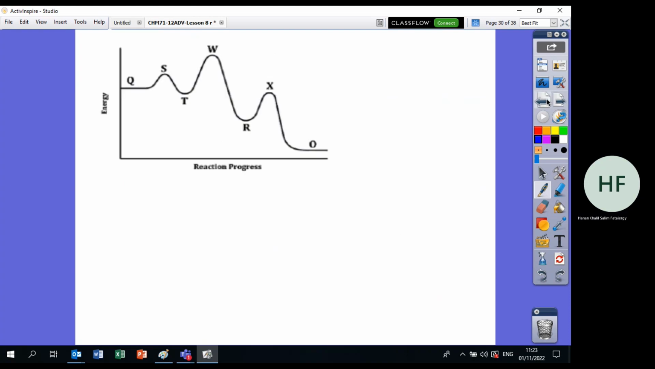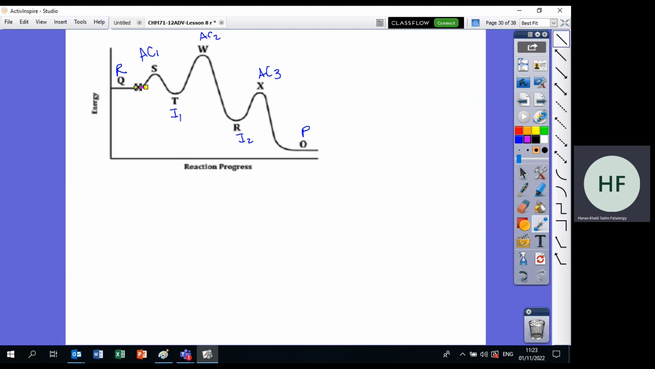Okay, now this reaction takes place in how many steps? This is step 1, this is step 2, and this is step 3. Can we label? This is reactants, this is AC1, AC2, AC3, this is products, this is intermediate 1, and this is intermediate 2. Okay, how many activated complexes do I have? 3. How many intermediates do I have? 2. How many steps is this reaction? 3 steps.